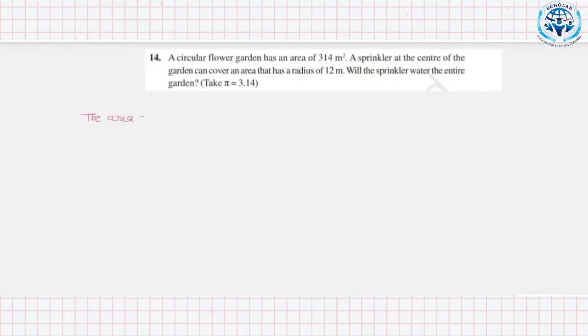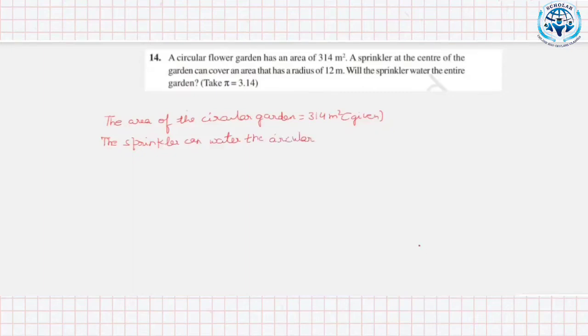Question 14. A circular flower garden has an area of 314 meter square. Sprinkler at the center of the garden can cover an area that has a radius of 12 meter. Will the sprinkler water the entire garden? The area of the circular garden is given. We have to find out the area which will be covered by the sprinkler. Radius is given. So, with the help of this radius, we can find out the area of the circle.